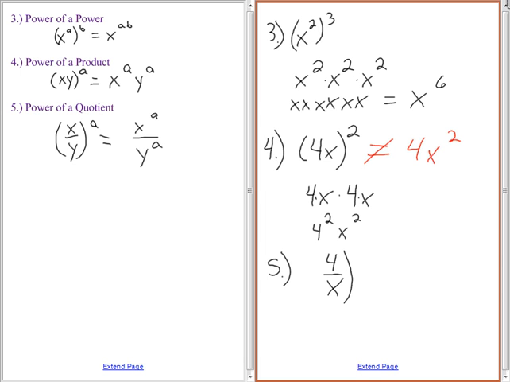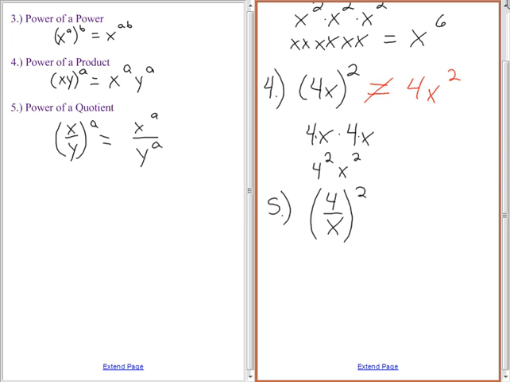4 over x squared. Well, that's the same thing as 4 over x times 4 over x, which is the same thing as 4 squared, which again you know is 16, over x squared. So that squared goes to both of them. So that's why those properties work as well.